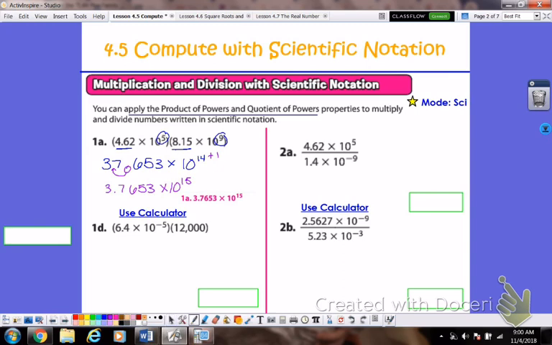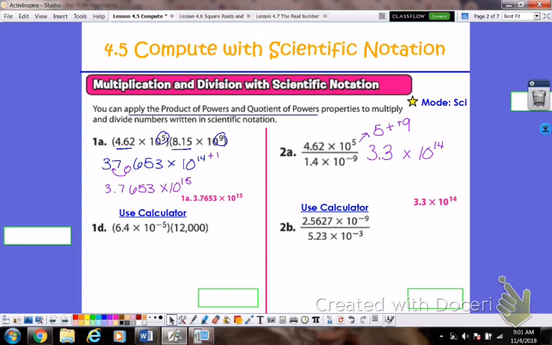Right over in the next one. For division, same idea. We want to divide our leading term, so 4.62 divided by 1.4 gives us 3.3 times 10, and we subtract here, so 5 minus negative 9, same as 5 plus 9, gives us 10 to the 14th. We double check, yes, our decimal is in the right place, so we don't have to change our exponent, and 3.3 times 10 to the 14th. Okay, so that's how we would work with it, kind of doing it by hand.